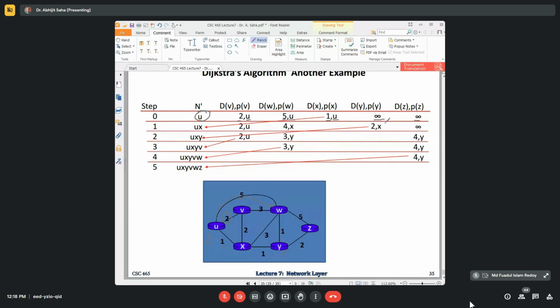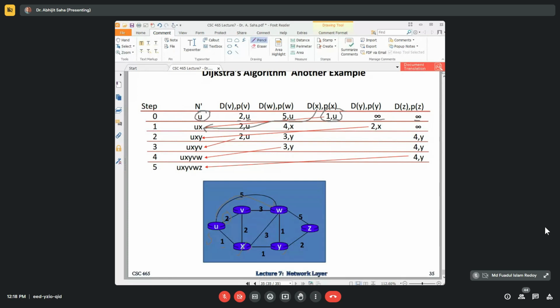Now, out of these values, you can see that you got 2, 5, and 1. So definitely that 1 is the minimum value. So the next node you are going to take is X. So now this is the node you selected, X. So what is in your hand? 1. The value 1 here, right?